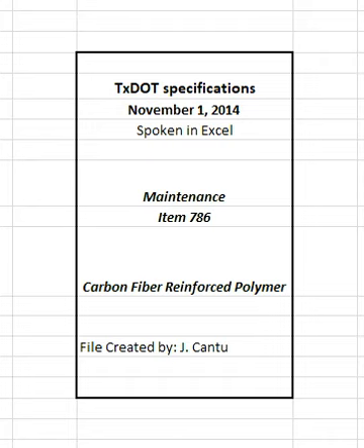Item 786. Carbon fiber reinforced polymer. 1. Description. Furnish and install a carbon fiber reinforced polymer, CFRP, system for protecting or strengthening concrete members.